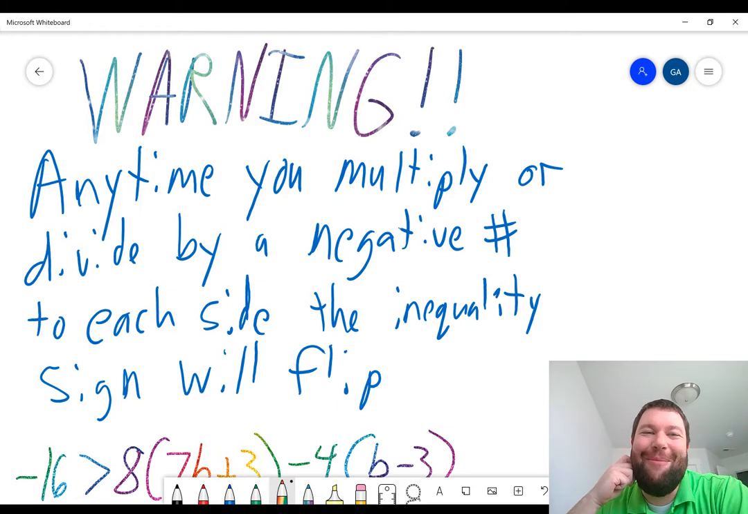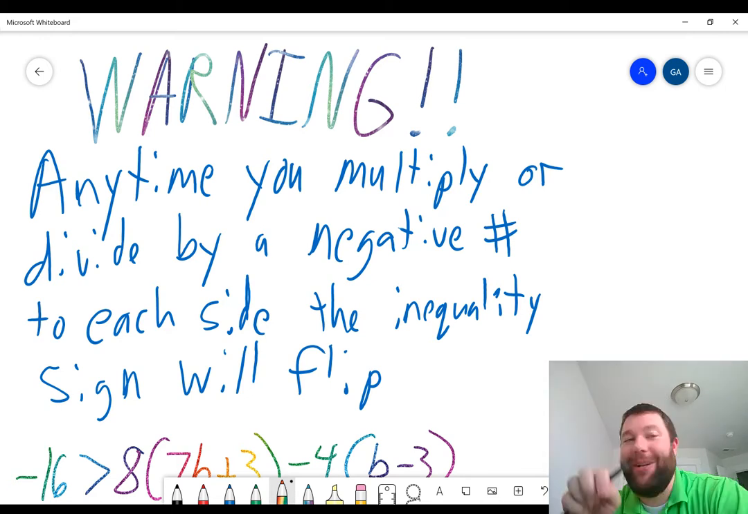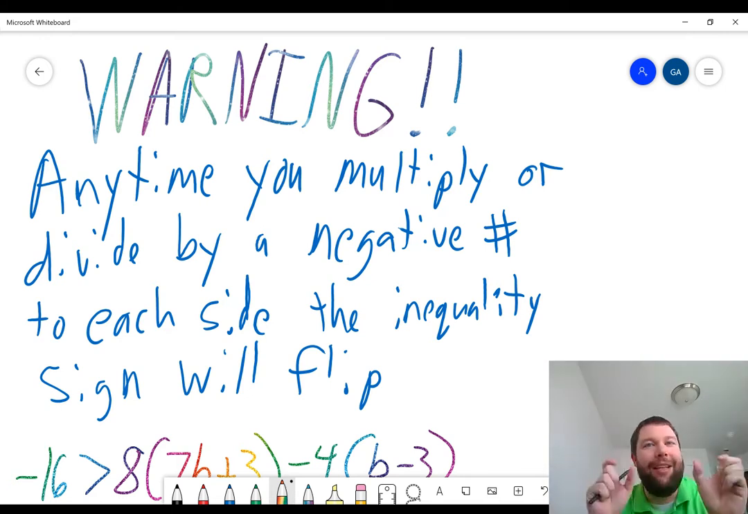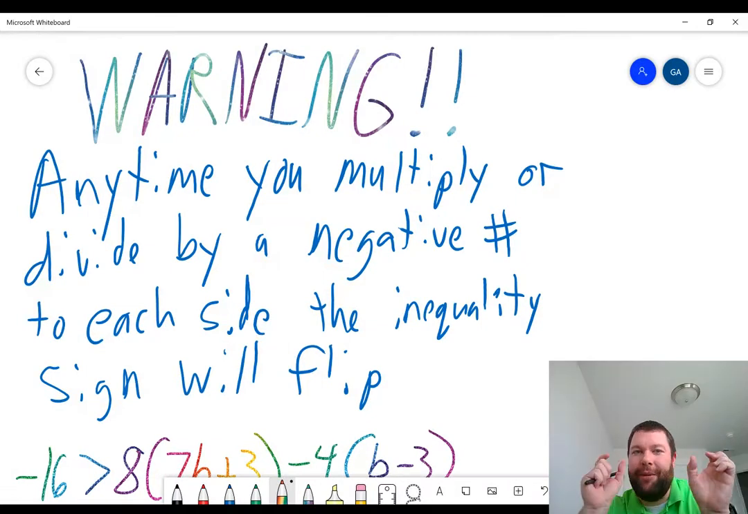Anytime you multiply or divide by a negative number to each side, so moving it from one side to the other, that inequality sign will flip. So if the alligator was eating to the right, all of a sudden he starts eating to the left instead. It's only when you multiply or divide each side by a negative number that it's going to flip your inequality.